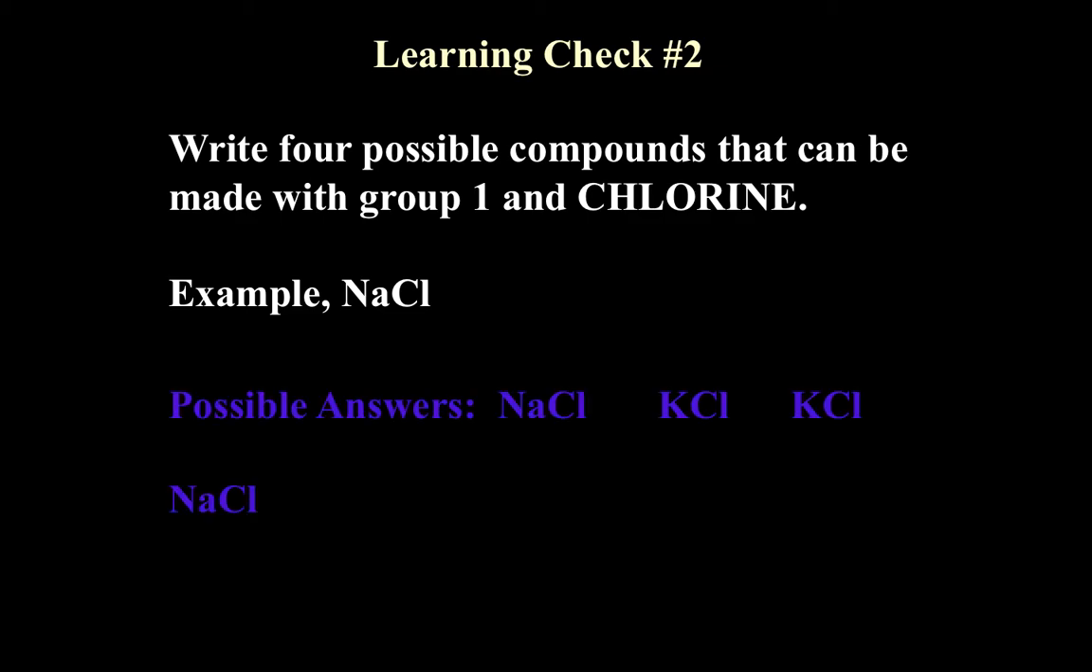So here are some possible answers. I see NaCl is repeated twice, but you can combine any element from group 1 with any element from group 17 and make a 1-to-1 ratio. One atom of group 1 and one atom from group 17.